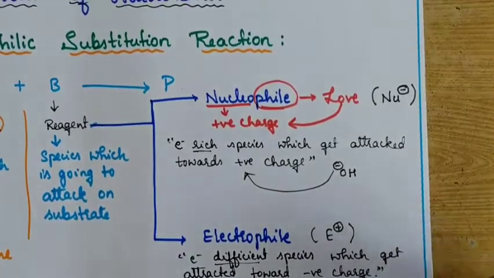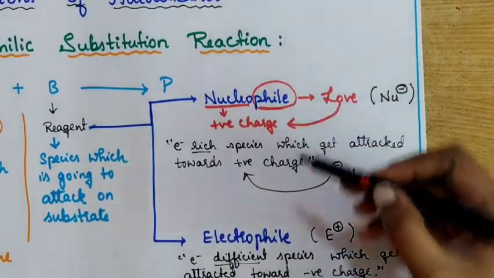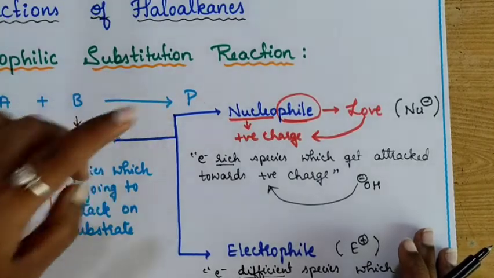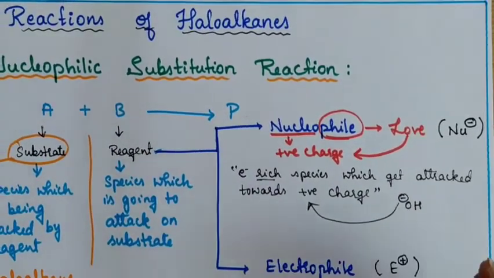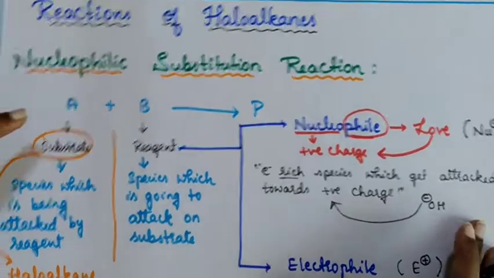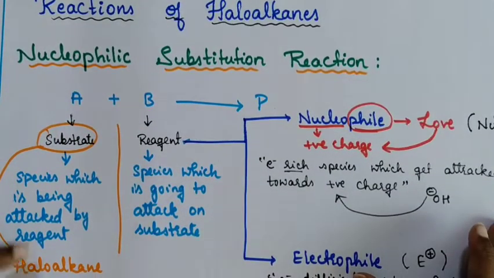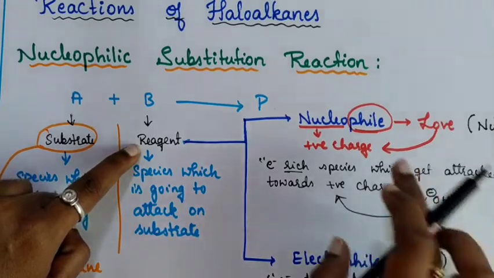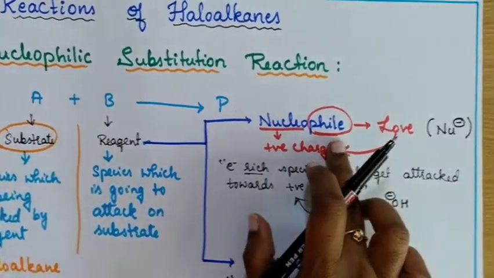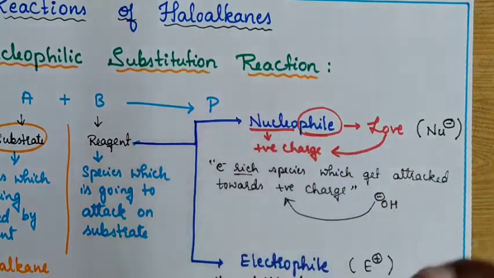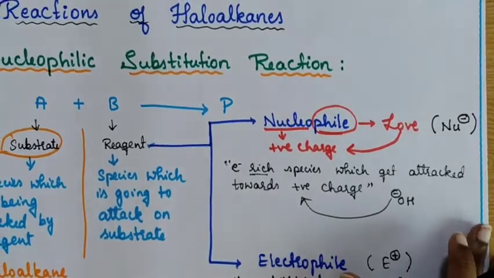I hope you understood the difference between nucleophile and electrophile. In this particular nucleophilic substitution reaction, we are going to study some reactions where the substrate is going to be haloalkane and the reagent is going to be nucleophile. And we understood the nature of nucleophile. It is highly electron rich species and it must get attracted towards the positive charge. Understood?